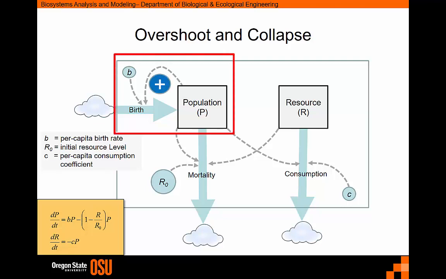The first of these is the feedback loop around the birth process. The population size affects the overall rate of growth, which in turn affects population size. This is a positive feedback loop driving growth of the system. We can see this in the mathematics as well in the b times P term.